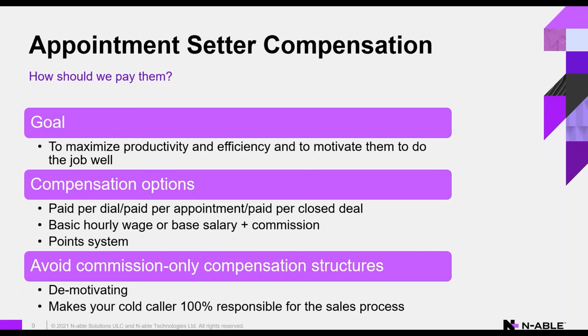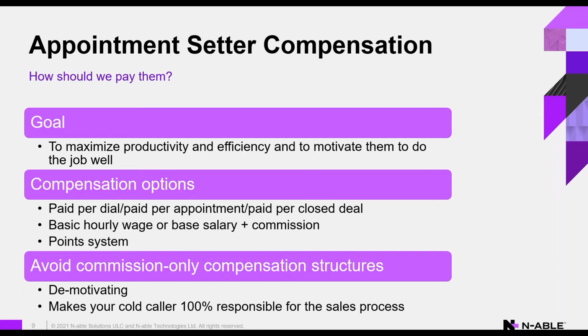And with a commission-only structure, you're putting the entire sales process and the entire closing responsibility on the shoulders of your cold caller. You have them conducting almost 100% of the sales process, from prospecting to closing, all in that one brief phone call. That's a lot of responsibility for a commission-only salesperson to take on.